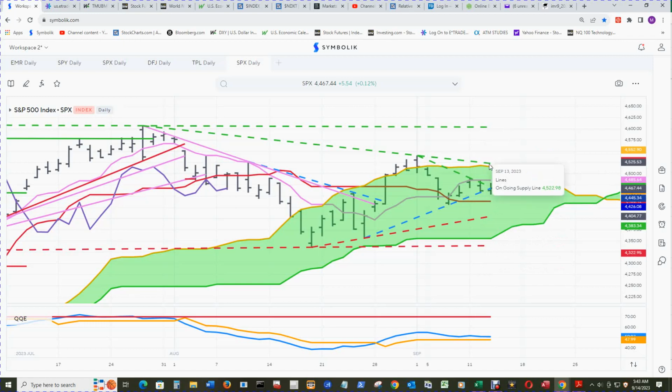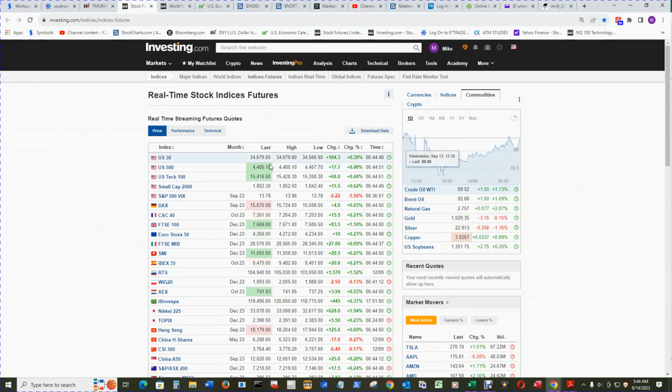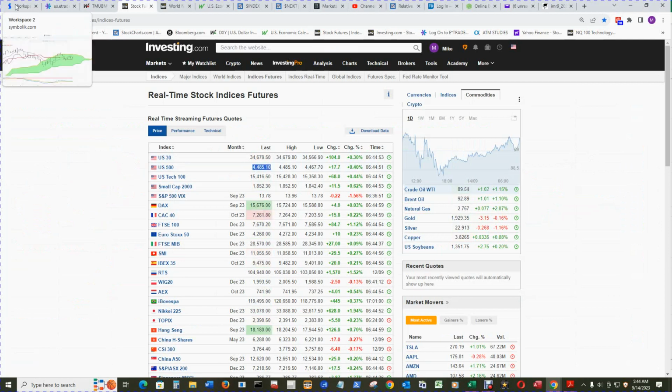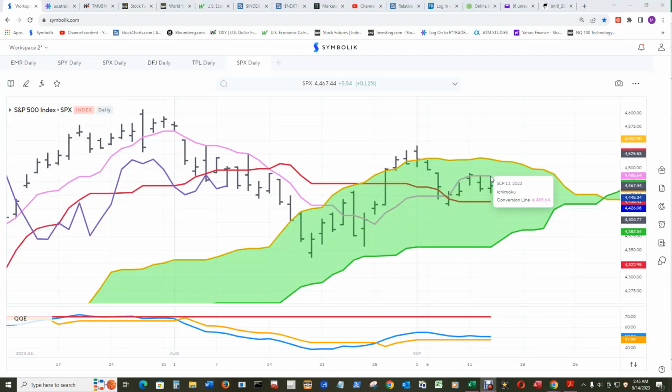The top one coincides with the top of the cloud at 4511.92 for the cloud. And then this one again is at 4520.43. So again, as it stands now in the pre-market hours, the price for the S&P is at 44.85, and the conversion line is at 45.86.